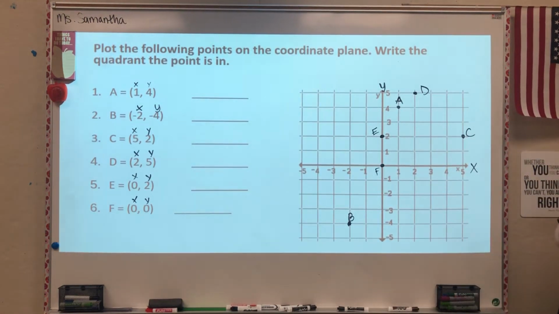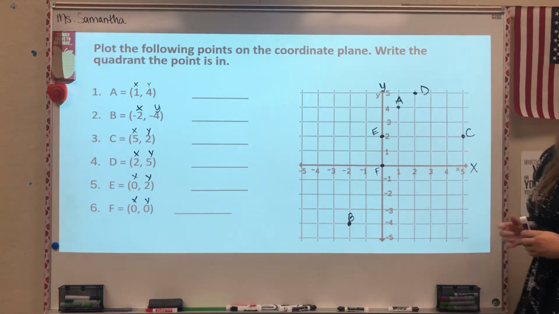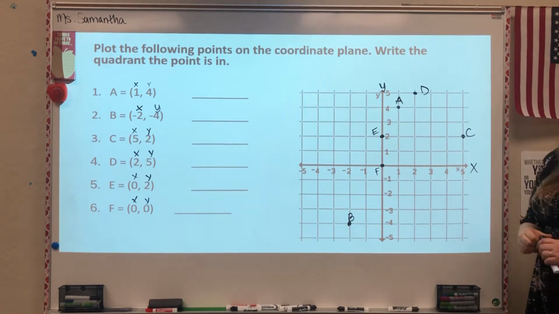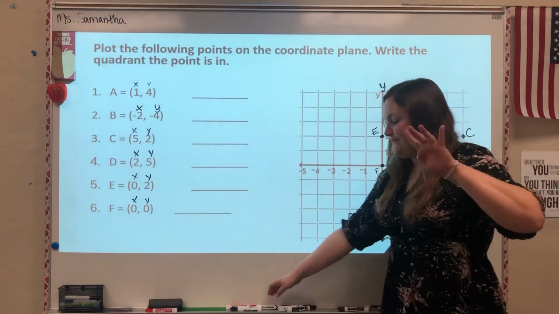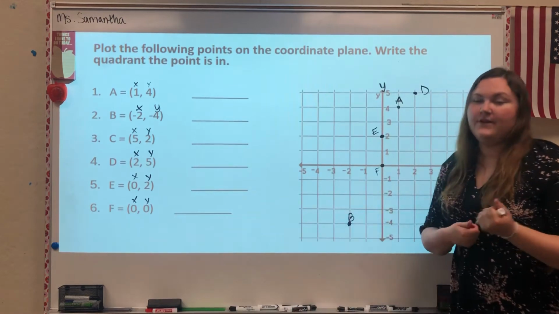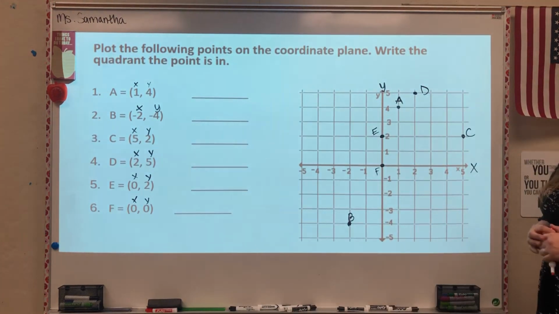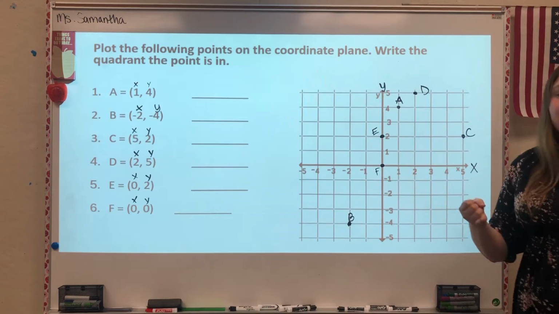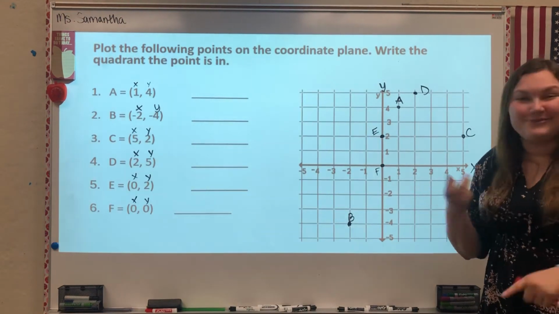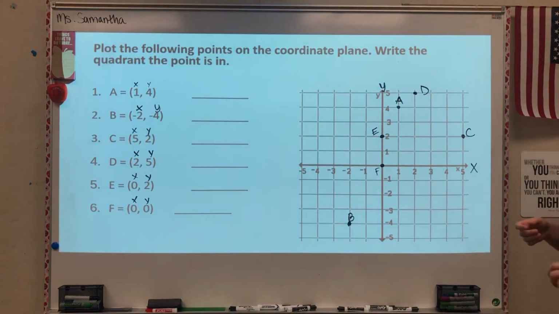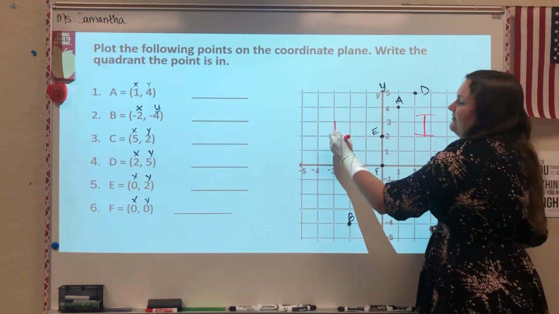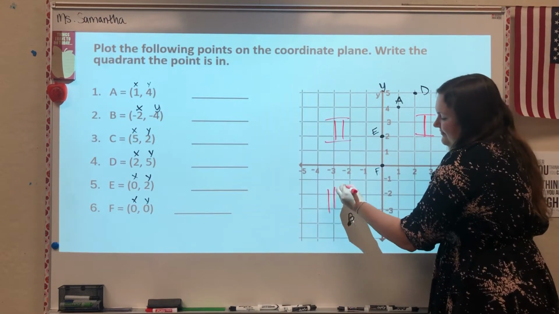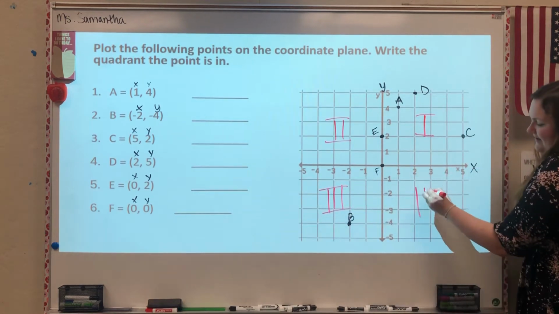Now there's a second part to this question. The second part says write the quadrant the point is in. Do you remember what a quadrant is? Quadrants were those 4 areas of our graph. So when I'm asking for the quadrant, I need to know, looking at this graph, which quadrant is quadrant 1, which is quadrant 2, quadrant 3, quadrant 4. If you already had drawn the picture from earlier, you would remember that this one right here is quadrant 1, quadrant 2, quadrant 3, and quadrant 4.